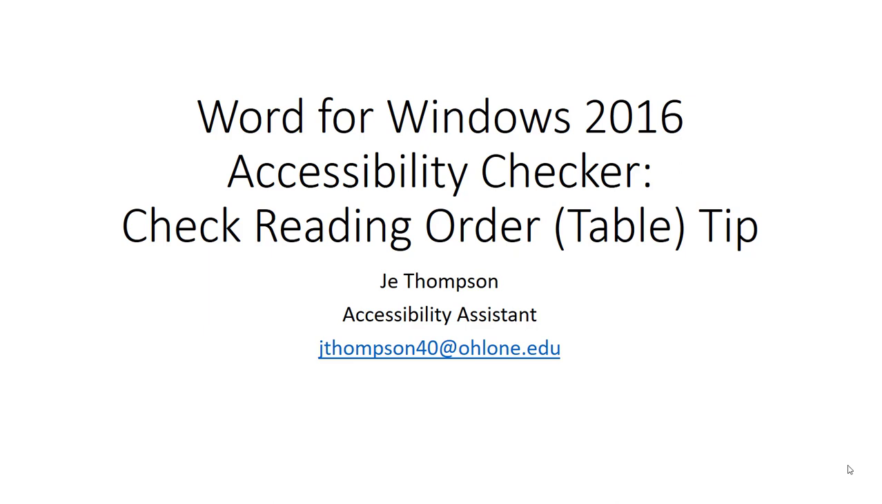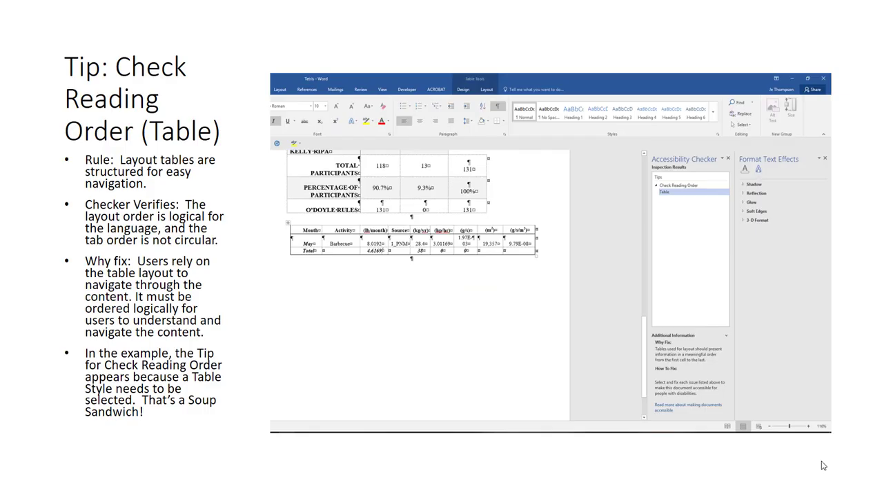Today we're going to talk about the check reading order table tip in Word for Windows 2016 Accessibility Checker. Tip: check reading order. Table. Rule: layout tables are structured for easy navigation. Checker verifies the layout order is logical for the language, and the tab order is not circular.